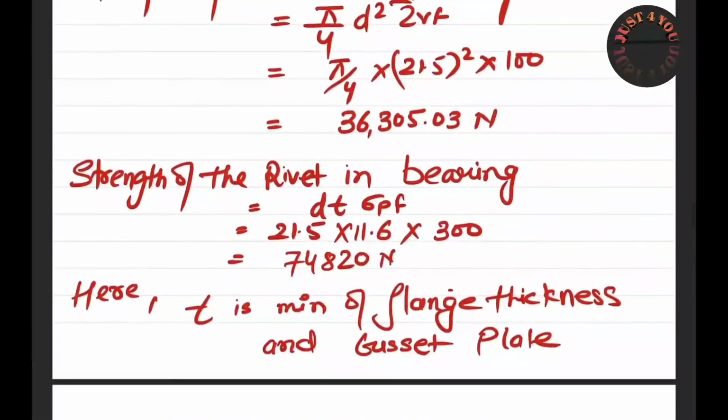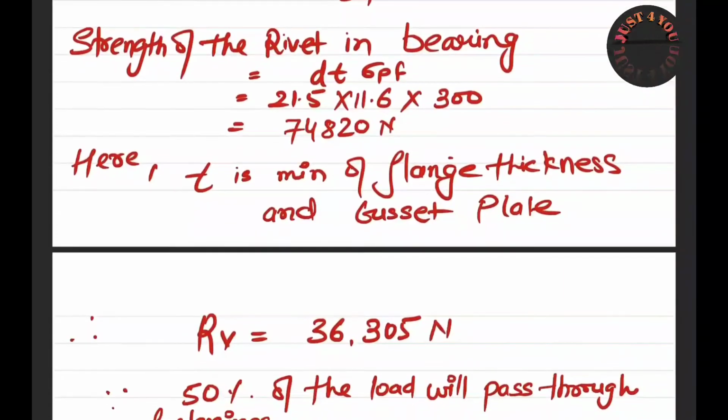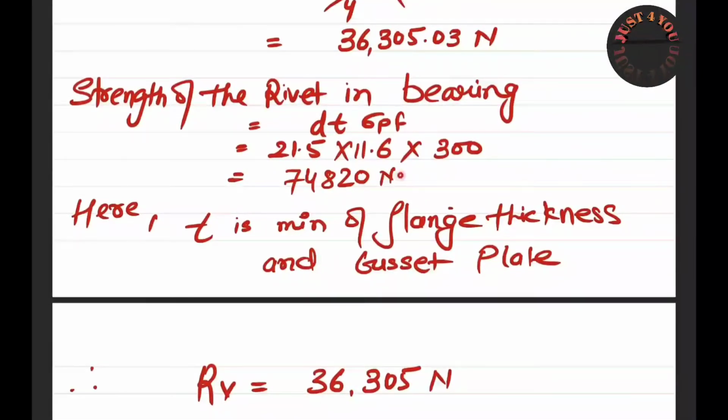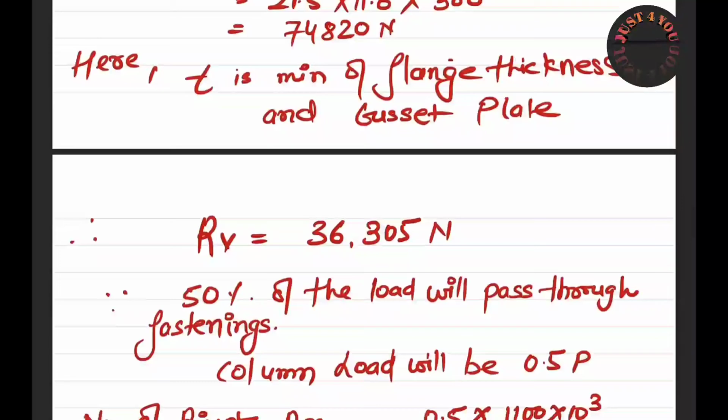Here t is the minimum flange thickness, here is the main point we have to remember that t is the minimum of flange thickness or the gusset plate. When you go to the steel table ISHB 350, you will get the flange thickness 11.6 mm, and the gusset plate thickness is 16 mm, so minimum is 11.6, so we will take 11.6 as the thickness, and we get the value 74820 Newton. Now the rivet value will be minimum of these two, and that comes 36305 Newton.